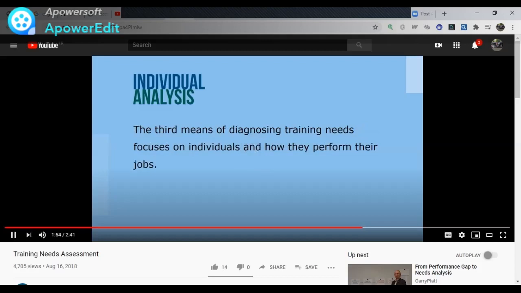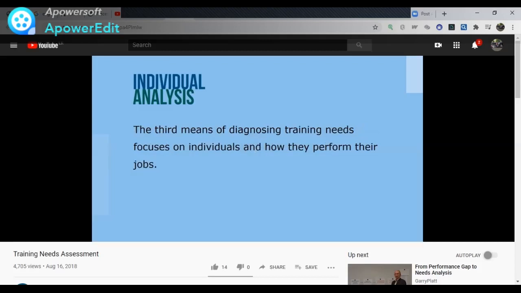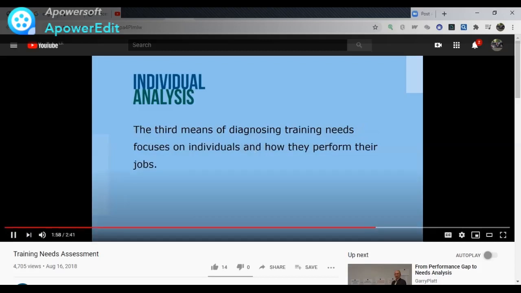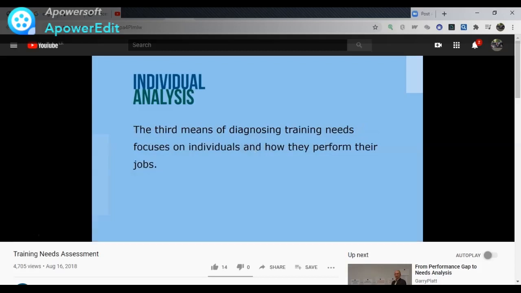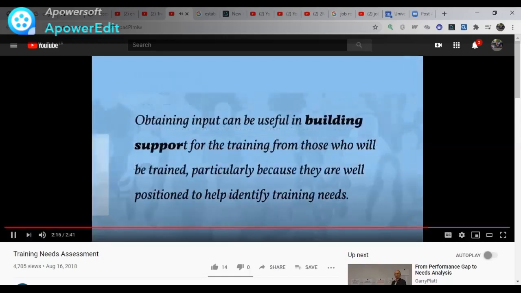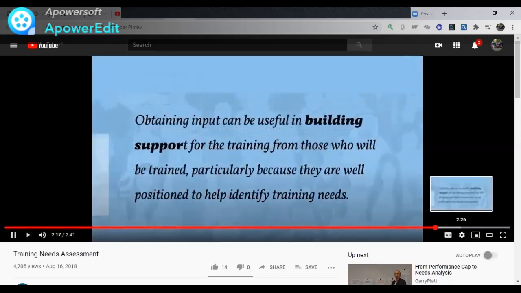The most common approach for making individual analysis involves using performance appraisal data. To assess training needs through the performance appraisal process, a supervisor first determines an employee's performance strengths and inadequacies in a formal review. Then the supervisor can design training to help the employee overcome the weaknesses and enhance their strengths. Obtaining this kind of input can be useful in building support for the training from those who will be trained, particularly because they are well positioned to help identify training needs.